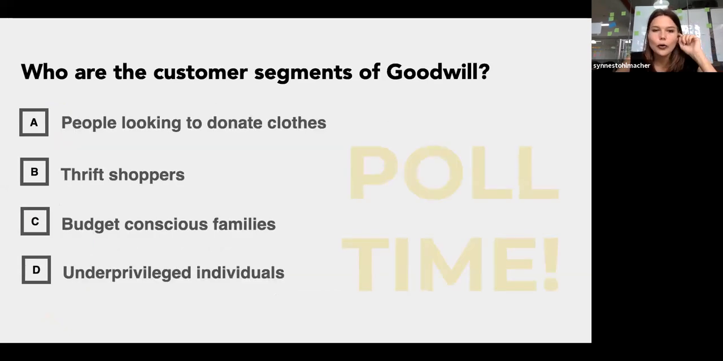So, who are the customer segments of Goodwill? People looking to donate clothes, thrift shoppers, budget-conscious families, or underprivileged individuals.